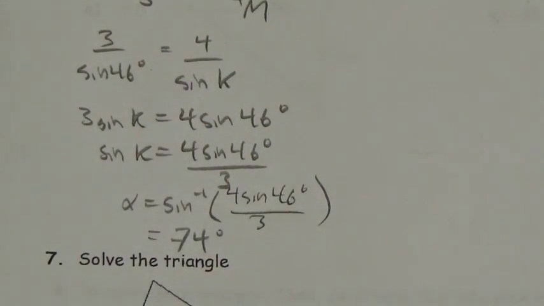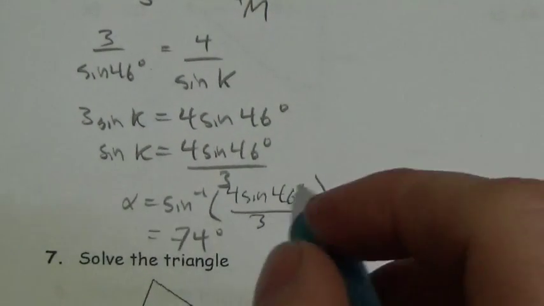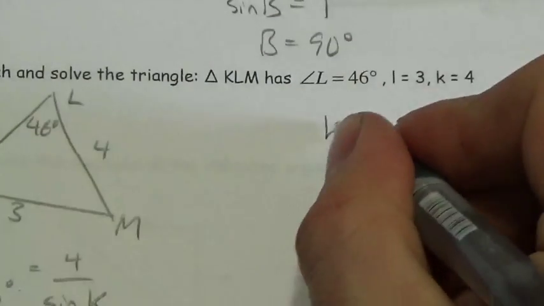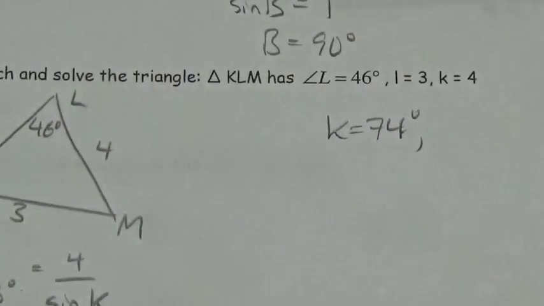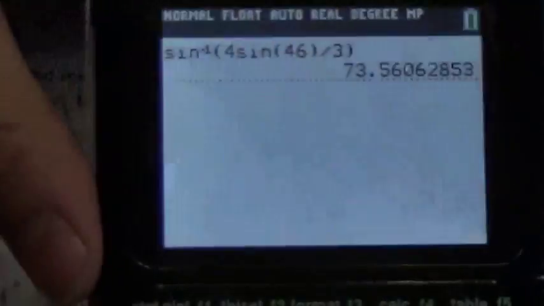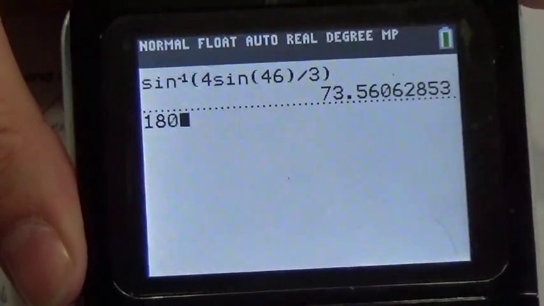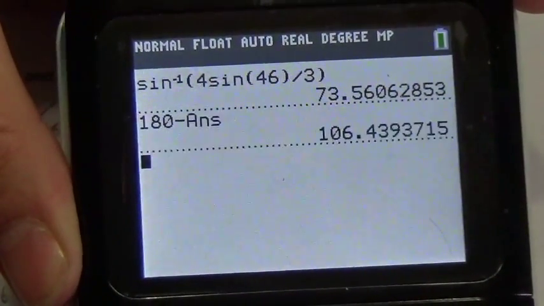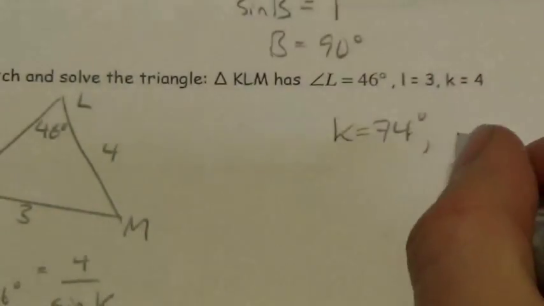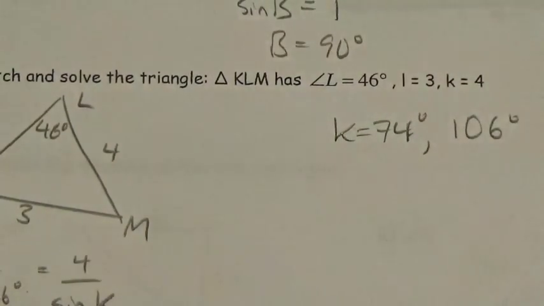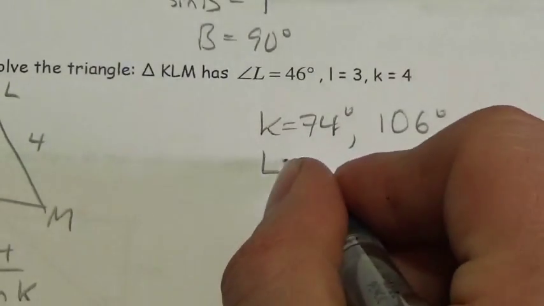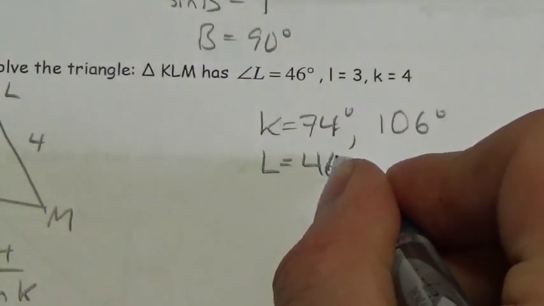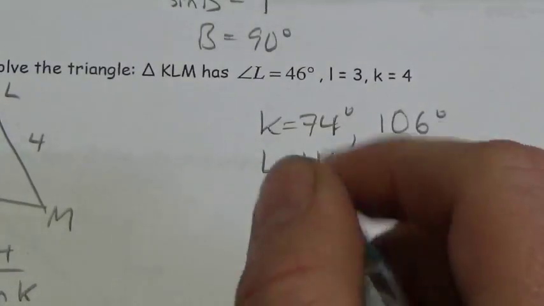Okay. Now, that's the reference angle. That's K. So K could have been 74 degrees, or it could have been 180 minus that answer. It could have been 106 degrees. Now, do those both work? Well, let's just figure that out here. Angle L is always going to be 46 because that was what was given to me in the initial problem.